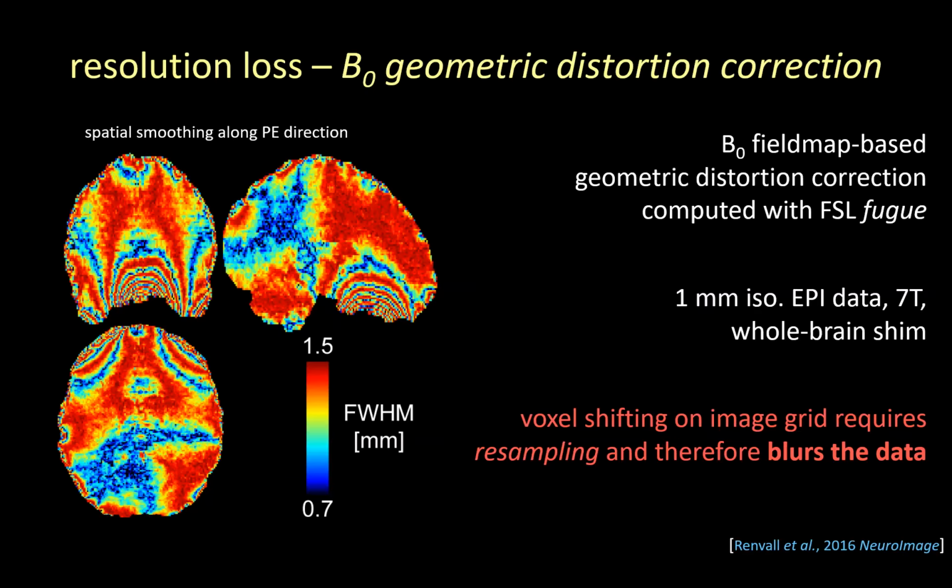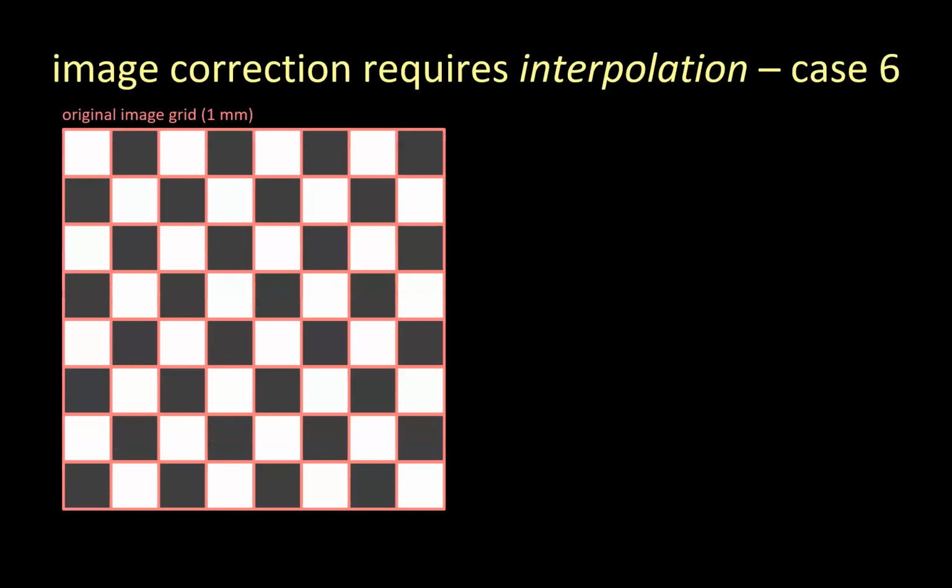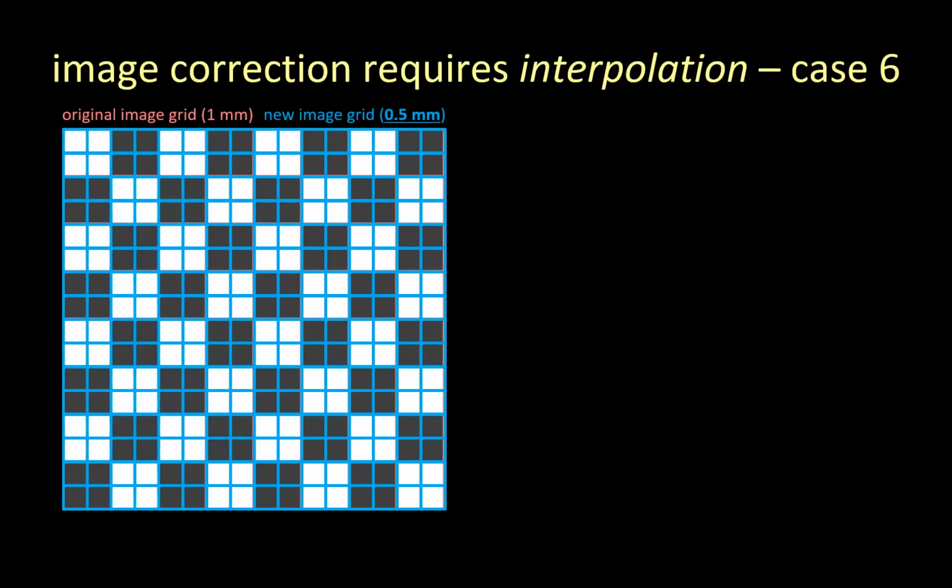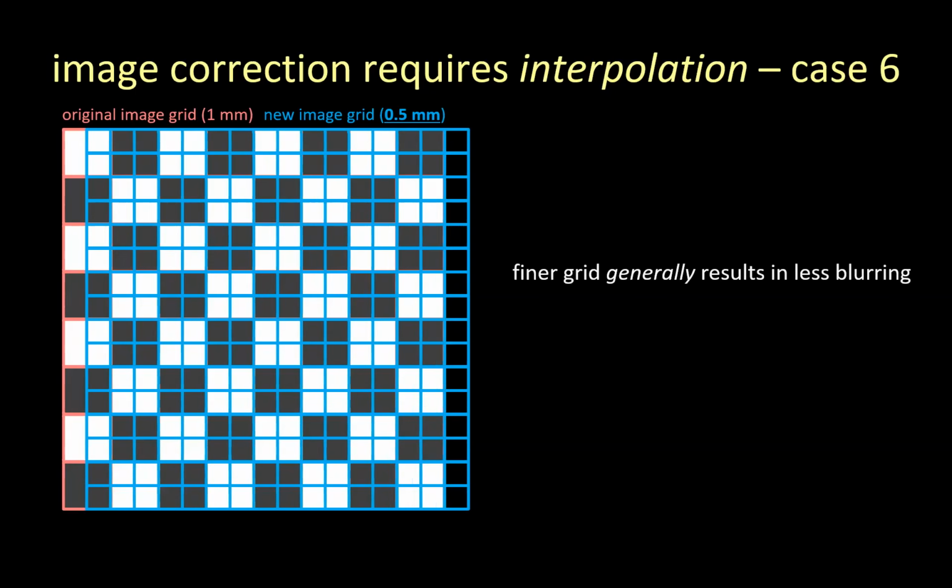So the idea is that we see that these patterns of resolution losses actually reflect in many ways the pattern of distortions or the interpolation that we impose on the data. So last case: consider a new image grid. The original data is 1 millimeter, and we have a new image grid that's half a millimeter. If we move that image grid by half a millimeter, as I showed you before, when the new grid was 1 millimeter, this shift was exactly half of the voxel. It introduced the most blurring.